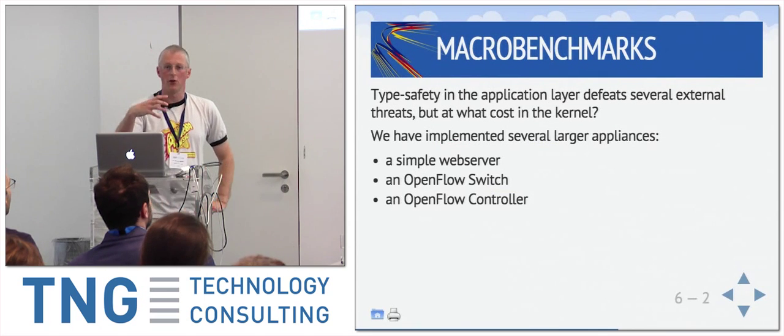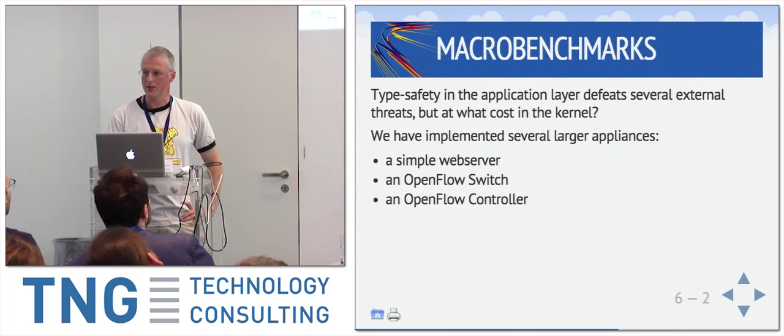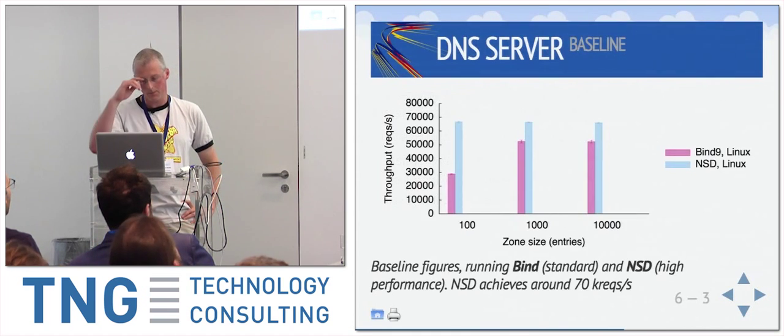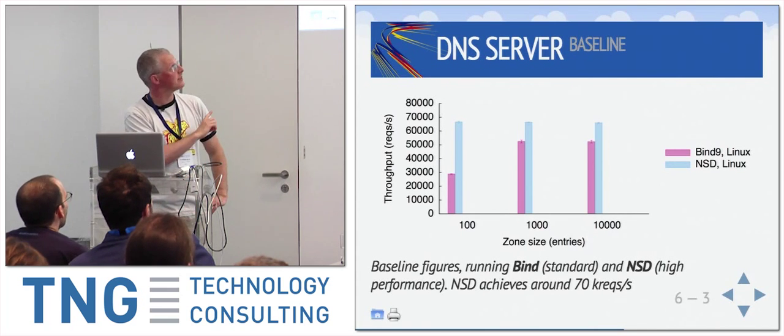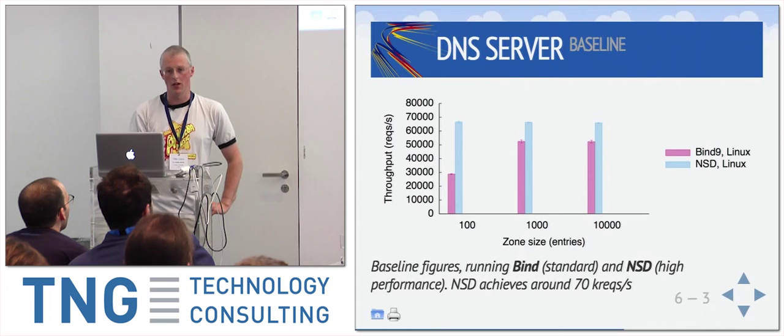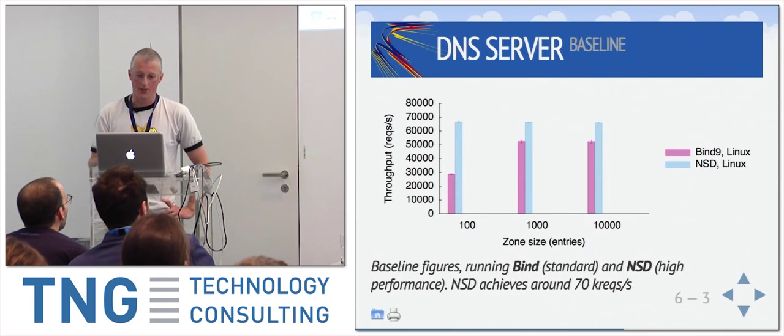We also looked at some macro benchmarks, so we tried to see how this performs in practice. Is it actually going to be usable for some of these system-level services? Probably the most interesting one is the DNS server. So the baseline here is running bind9 and NSD, which is a higher performance DNS server, written in C on Linux.